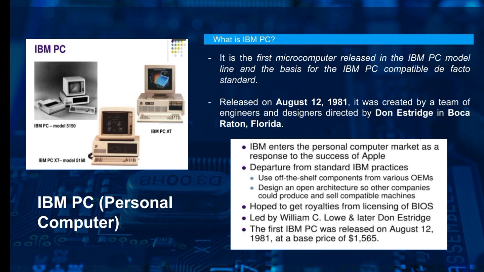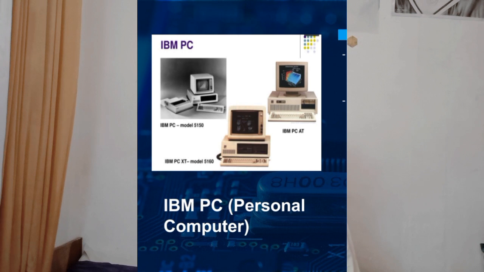The first IBM PC was released on August 12, 1981 at a base price of $1,565. So IBM PC is the brand name of the first popular commercial PC developed by IBM Corporation. In 1981, the IBM PC was launched with model number IBM 5150 in an attempt to set an industry benchmark subsequent to IBM and several other computers.